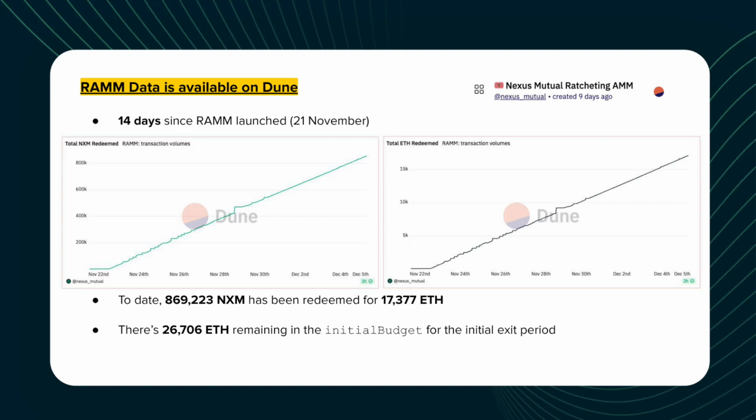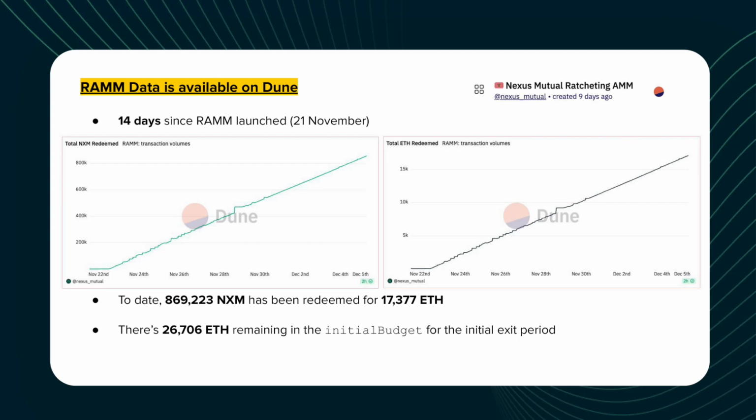The RAM launched 2 weeks ago, and members have been redeeming since the ratchet first moved the price close to book value on Wednesday, the 22nd of November. To date, 869,223 NXM have been redeemed for 17,377 ETH, which is roughly 39.5% of the initial budget allocated for the initial exit period.